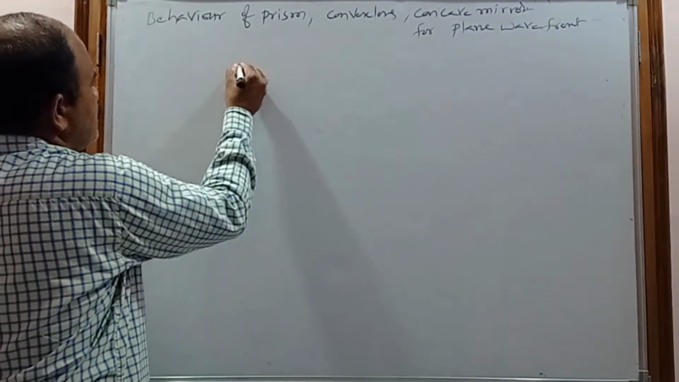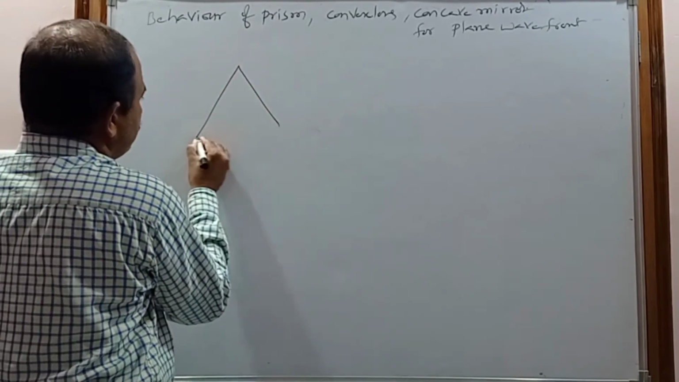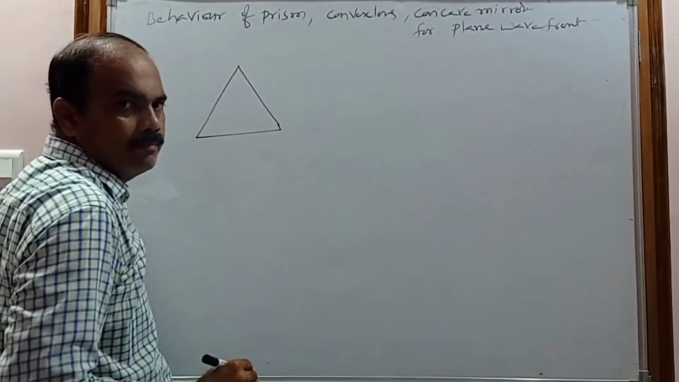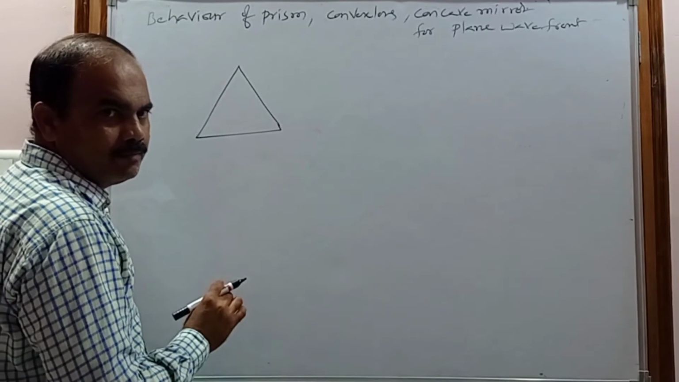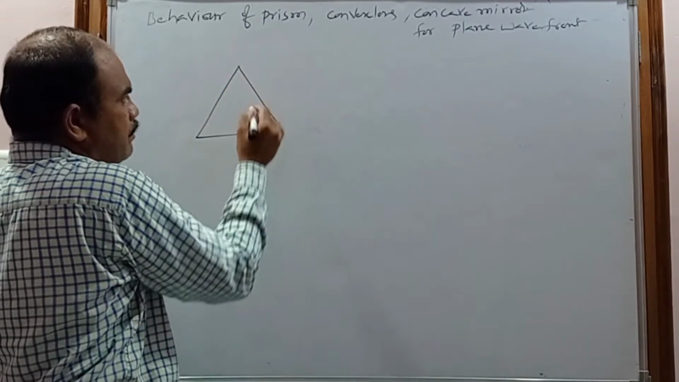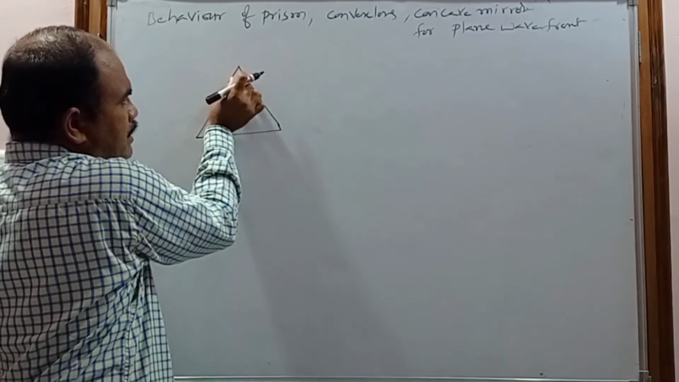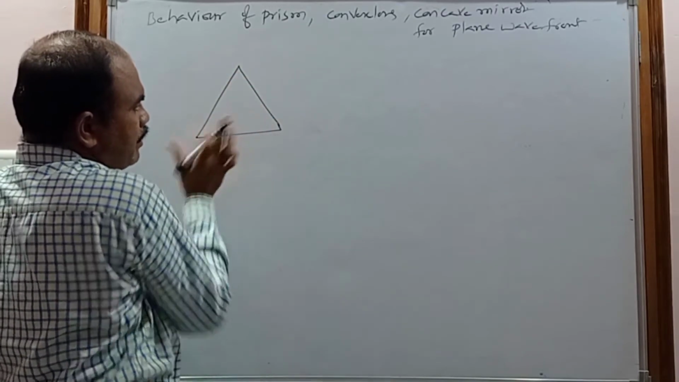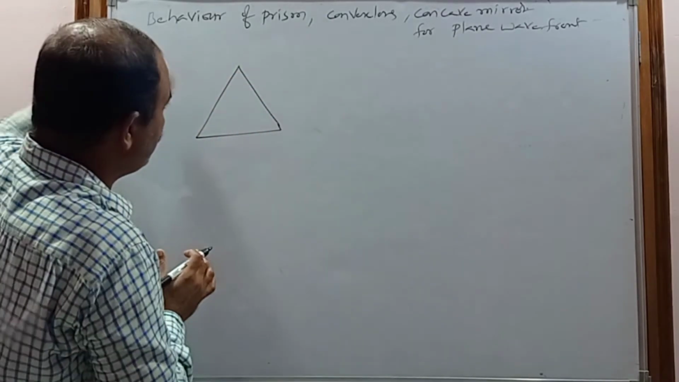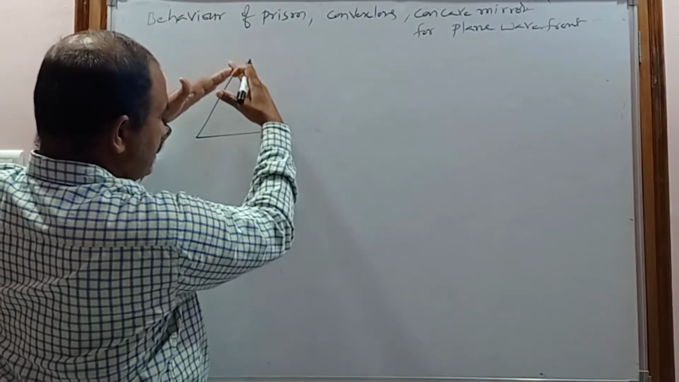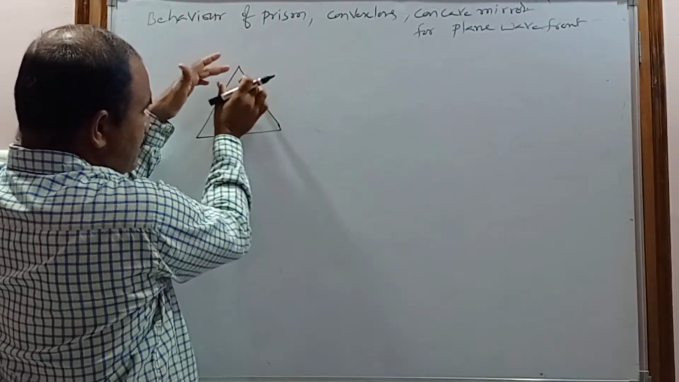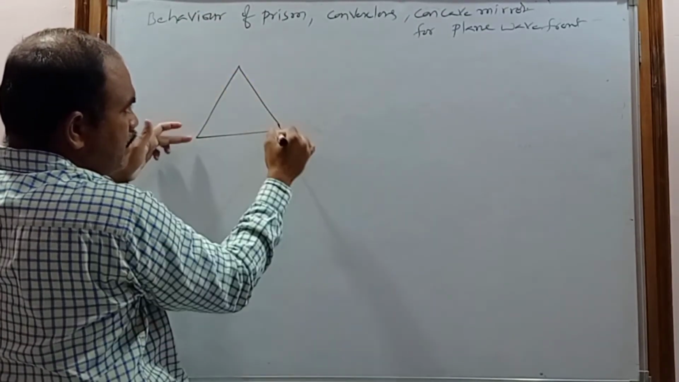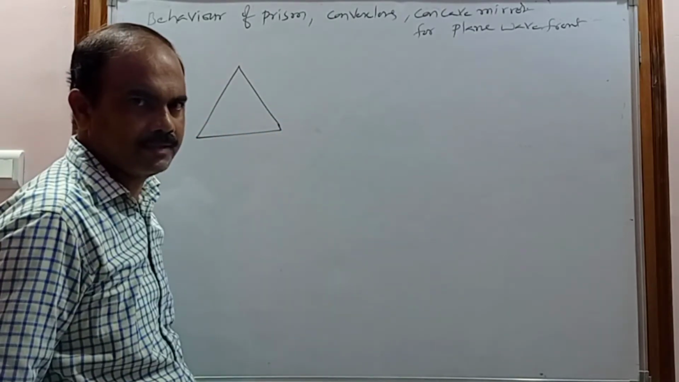Now consider this is our prism, a rectangular prism. When we observe the prism, the thickness will be less here and more here. As we go from top to bottom, the distance between these two refracting surfaces gradually increases, remember.